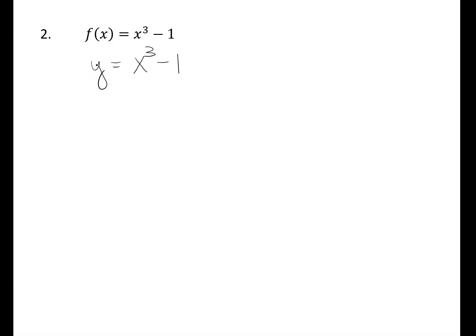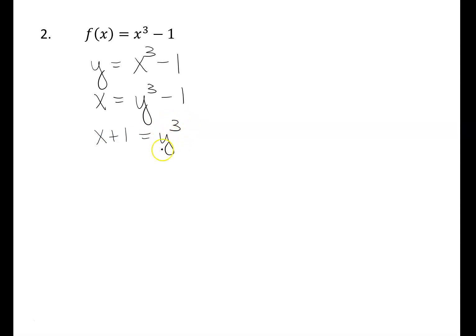That was step 1. Step 2, interchange x and y. So it'll be x equals y cubed minus 1. Step 3, solve for y. So now we're trying to get this y by itself. Let's first of all add the 1. So now we've got x plus 1.